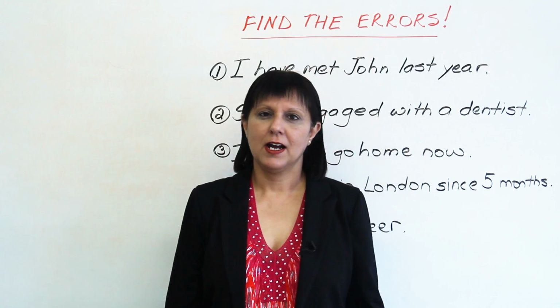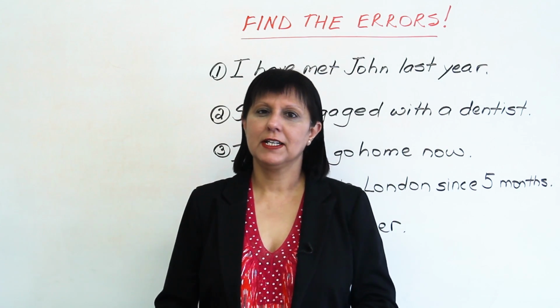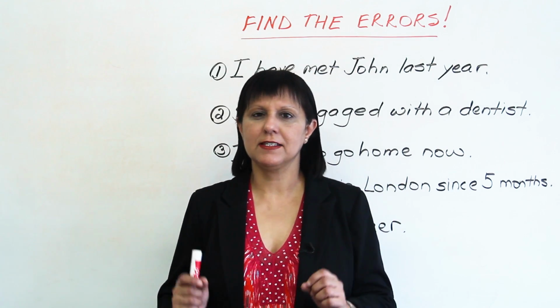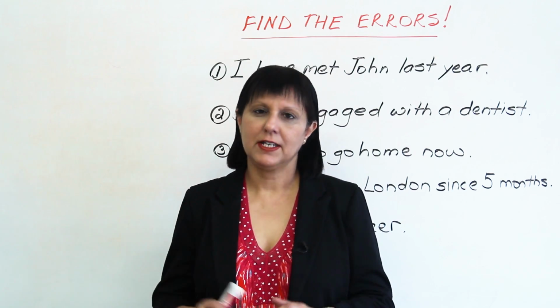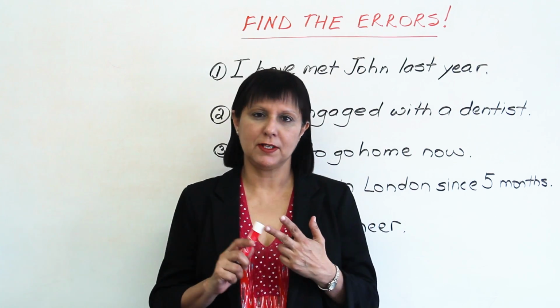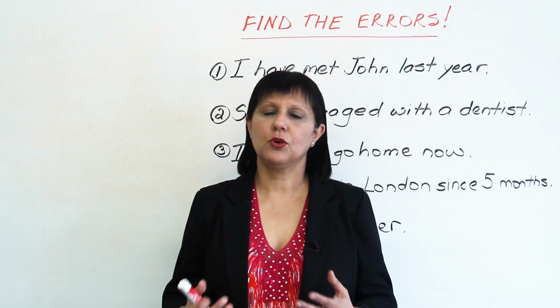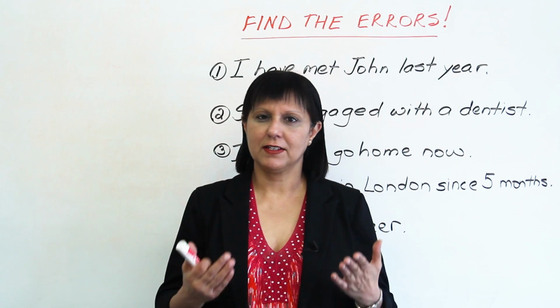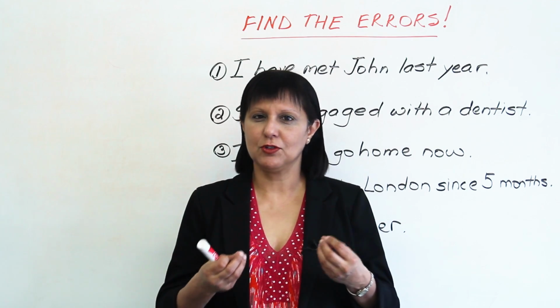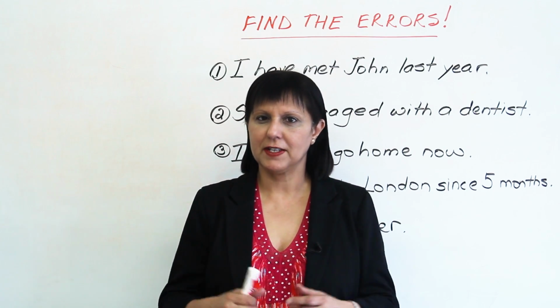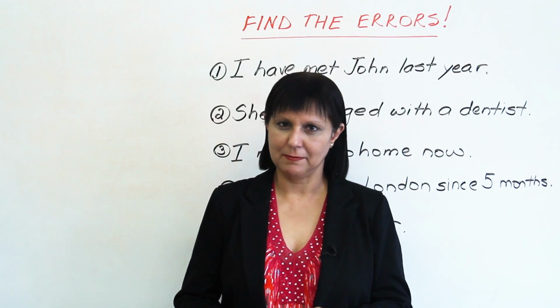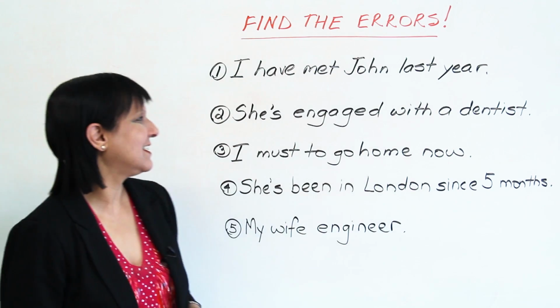English grammar. I've written some sentences on the board, and each of these sentences has some kind of English error. It might be in verb tenses, might be in prepositions, word order, or something else. So go through the sentence. I'll give you a little time to look at the sentence and try to find the mistake, and then I'll explain the mistake. Okay? Let's get started.